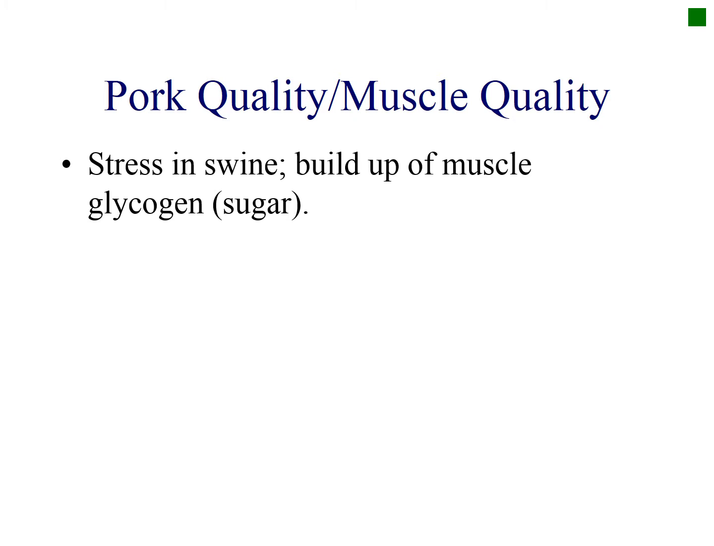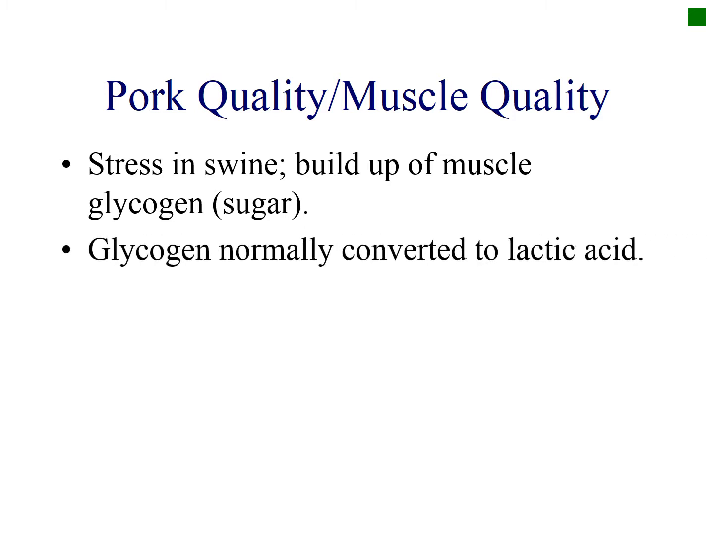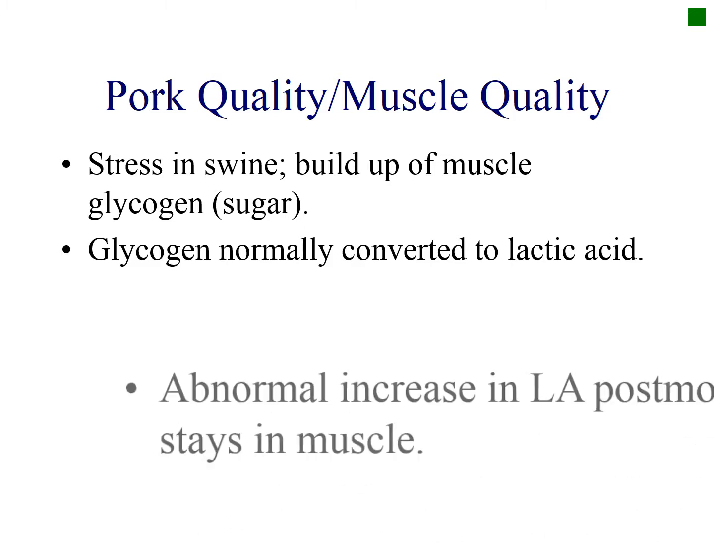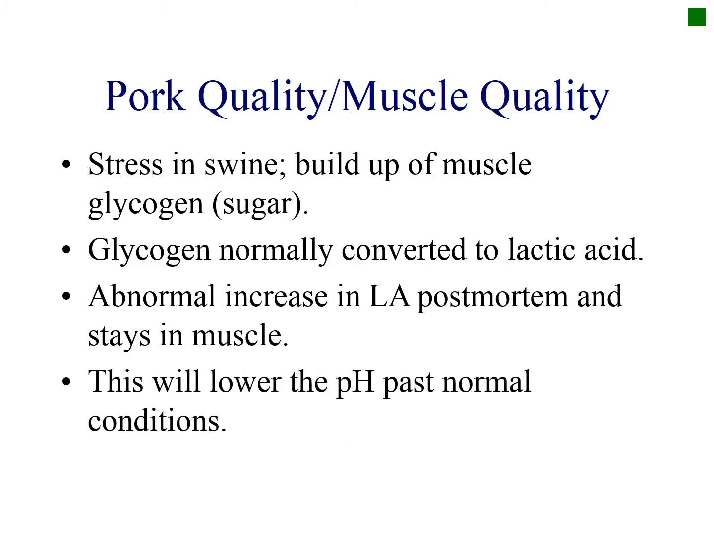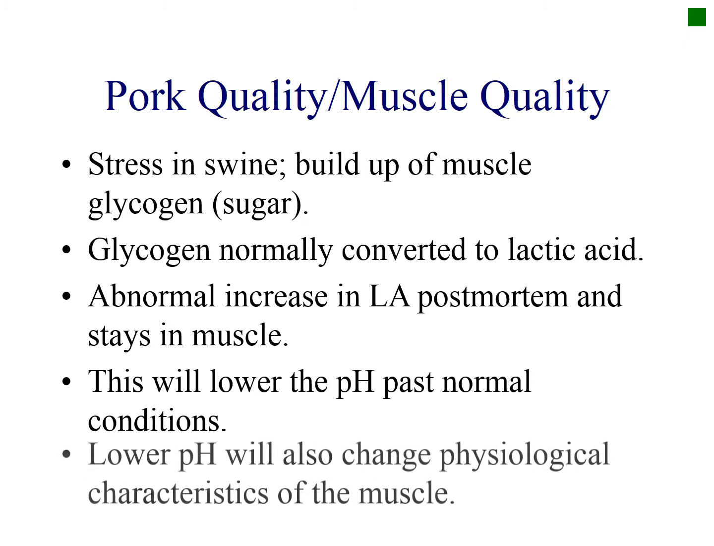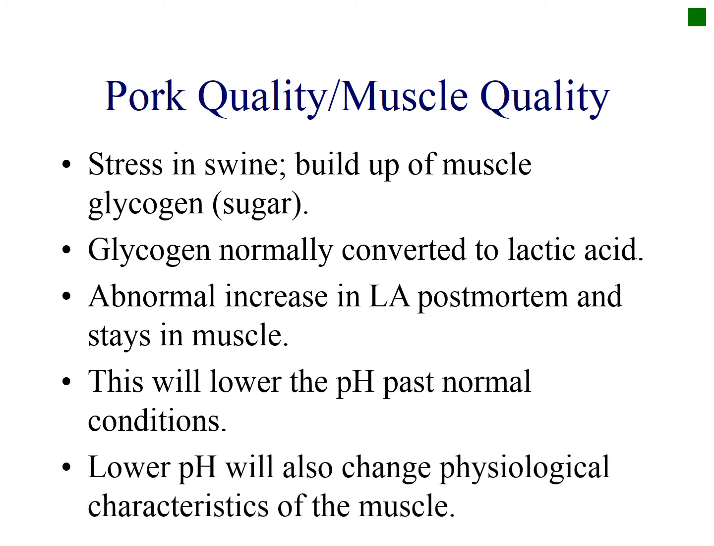So it's kind of a review, just make sure we understand, and we're looking at specifically pig stress on a live animal, they're going to build up glycogen or muscle sugar, okay? And in their body, that is normally converted into lactic acid, okay? The problem is, if you have an abnormal increase in lactic acid post-mortem, it's going to stay in that muscle, because we know that that muscle can't get rid of it in basically a carcass now. It has no way to transport it to the liver or the heart. So that's going to lower the pH past your normal conditions, and that lower pH changes the physiological characteristics in the muscle.